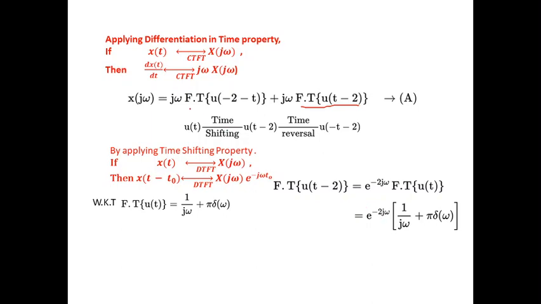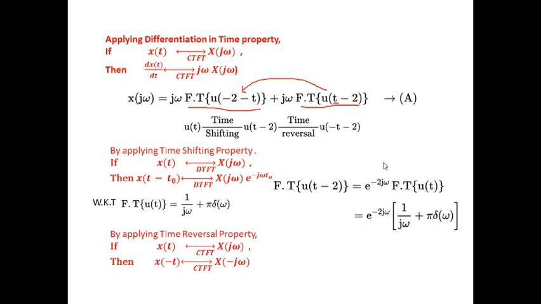Now we are still left with the Fourier transform of u of minus 2 minus t, right? What is the relationship between this signal and the earlier one? The time reversal of this signal is nothing but that signal. Here you have t, here you have minus t. So the time reversed version of this signal is this signal. So you need to apply the time reversal property. We have not discussed the time reversal property, but it is very simple. If x of t has Fourier transform x of j omega, then x of minus t has Fourier transform x of minus j omega.